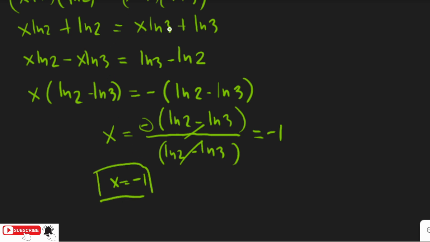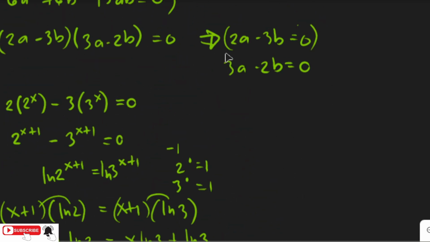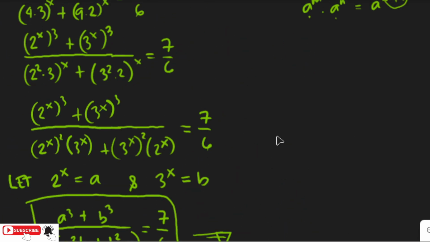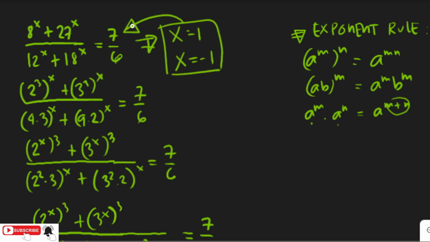If you follow the same procedure and solve this second possibility equation to find the value of x, this will give you x is equal to 1. So x is equal to 1 and x is equal to -1 will satisfy this equation.